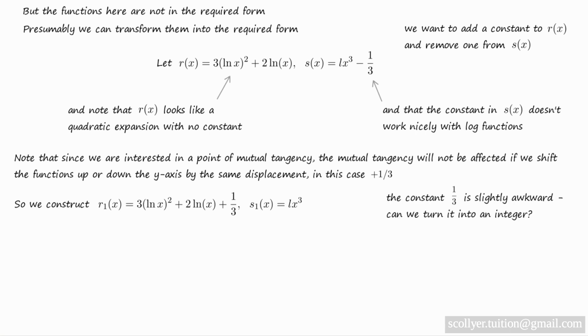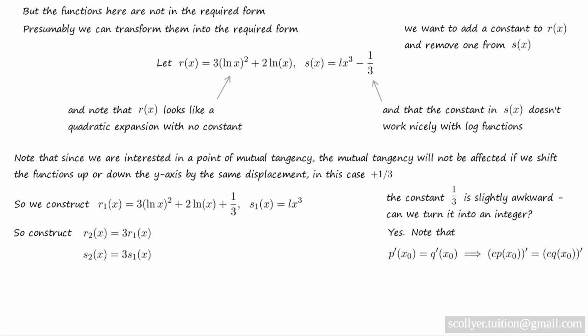And we note immediately that we have a constant 1/3, which is slightly unpleasant. The obvious thing to do is to turn it into an integer. So can we turn it into an integer? Well, yes, we can, if we note the following fact: if we have two functions p and q that share a common tangent, then if we multiply both of those functions by a constant c, the new functions still share a common tangent. And so we construct r2 of x, which equals 3 times r1 of x, and s2 of x, which equals 3 times s1 of x.